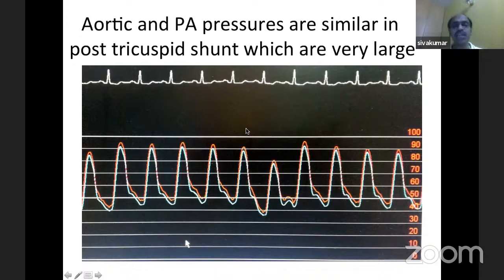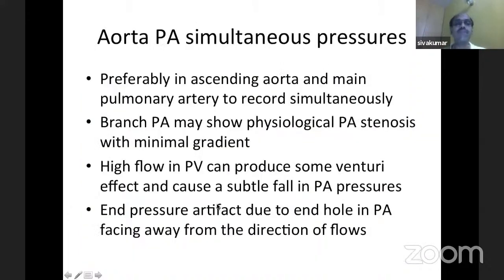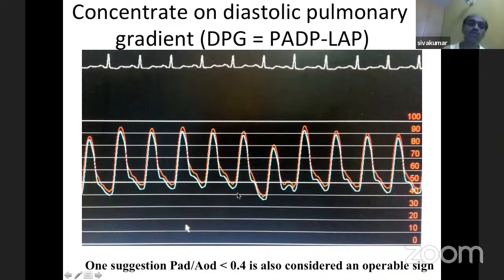The classical pressure trace of a VSD will be similar. PA and aorta pressures will be similar if it is a very large VSD or a very large PDA, because the pressures are equalized. So what we need to carefully see is the diastolic pulmonary gradient. Look at the PA diastole, look at the PV mean, and see the diastolic pulmonary gradient. If the diastolic pulmonary gradient is quite large, that means there is a good amount of precapillary arteriolar spasm.